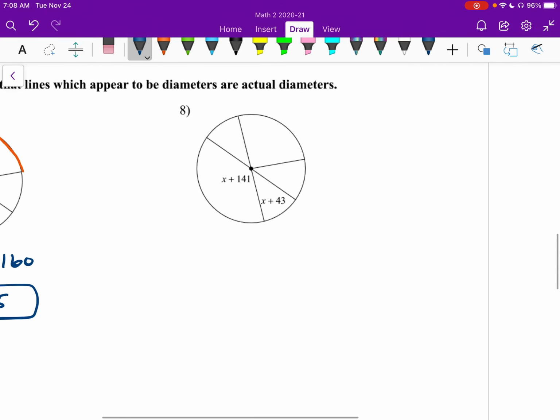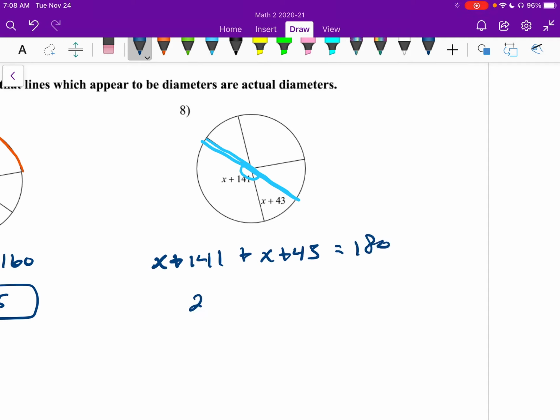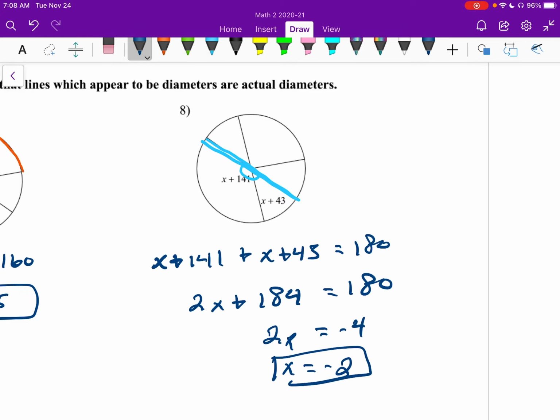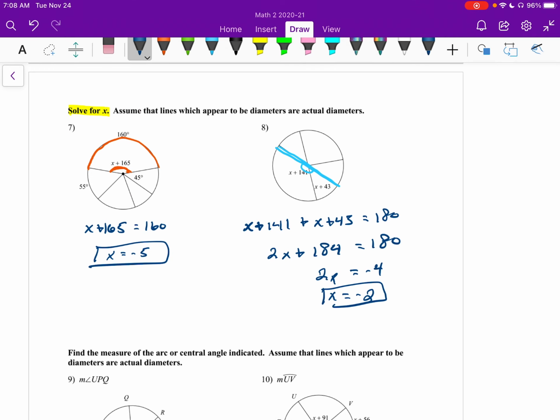Number 8. So I've got two different x's here. I see that this is a diameter. So if I add up those two angles, I get 180. So I could say, well, x plus 141 plus x plus 43 is 180. So this is 2x plus 184 is 180. So 2x is negative 4 and x is negative 2. Now also, just like how last time they were both 45, there's nothing special about these x's being negative. It's just a coincidence that they are both negative.